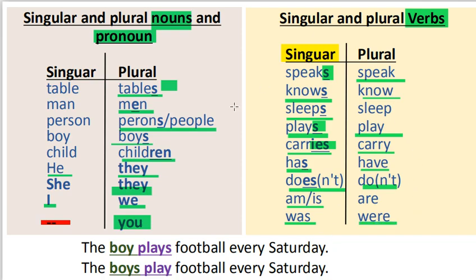Having given the illustration on these tables, I want us to buttress this with the sentences below the tables. We have two sentences there. Now let's look at the first sentence. The boy plays football every Saturday. You will take note of the subject, which is the boy, singular, just one boy. And then we also have the singular verb, which is plays. So it means the singular subject must carry the singular verb. That is why we have: the boy plays football every Saturday.